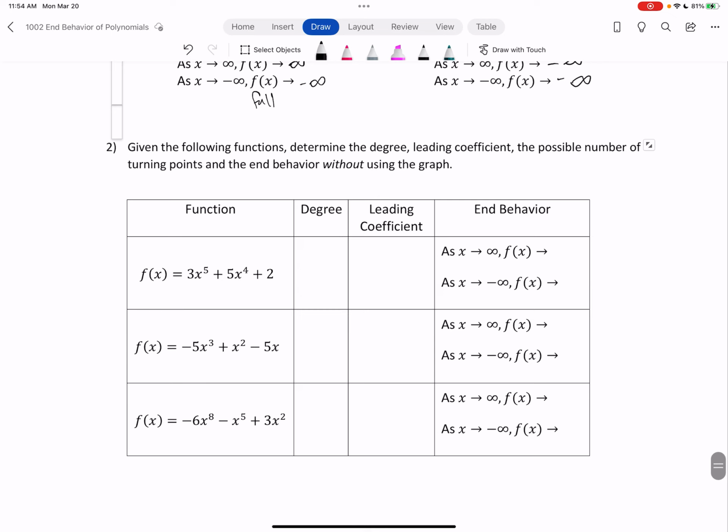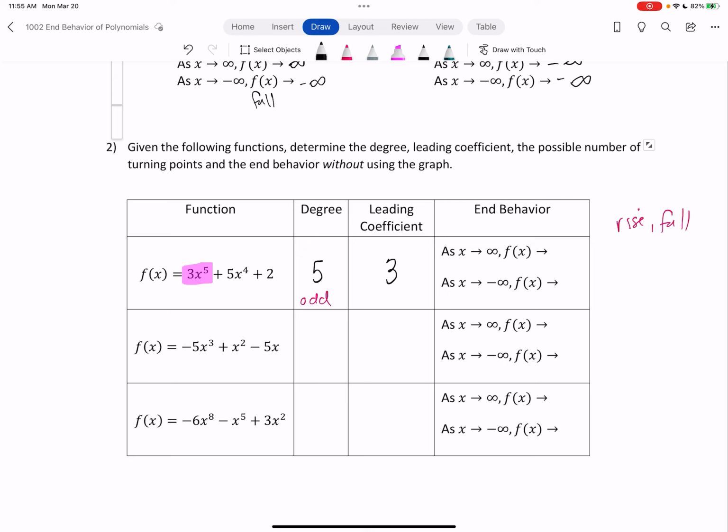What if we just have an equation? How are we going to do it from there? Well, we're going to use that leading term. So remember, the leading term is the one with the highest exponent. So in this function, the leading term is going to be 3x to the fifth. That means the degree is 5 and the leading coefficient is 3. Since the degree is odd, one end is going to rise and one fall. One rise, one fall.